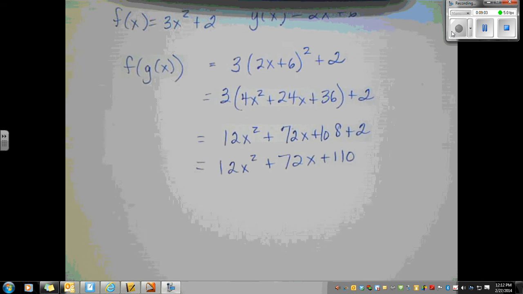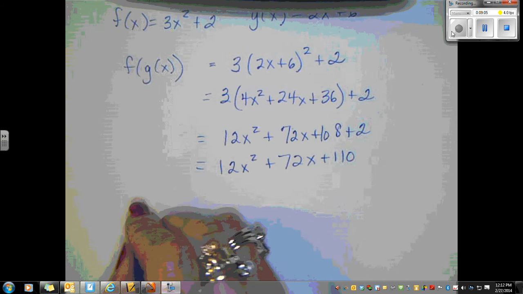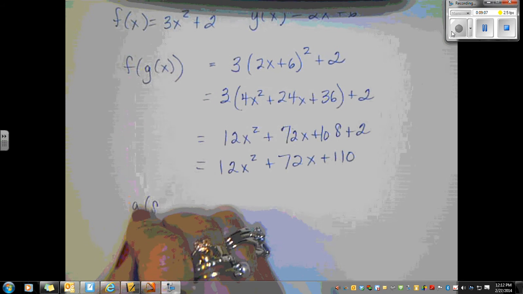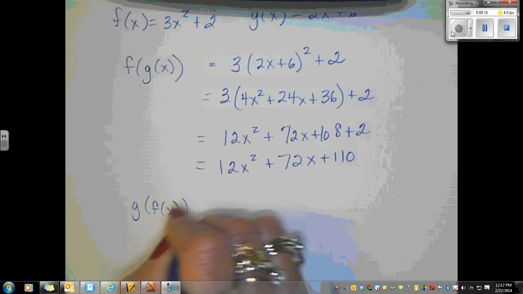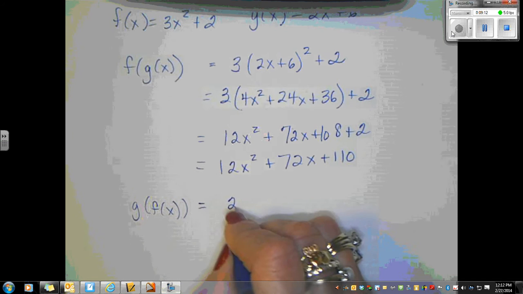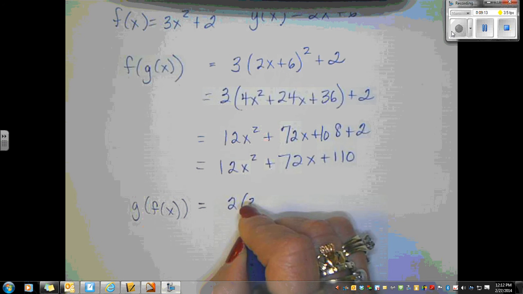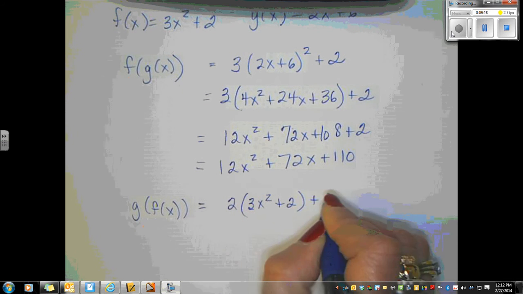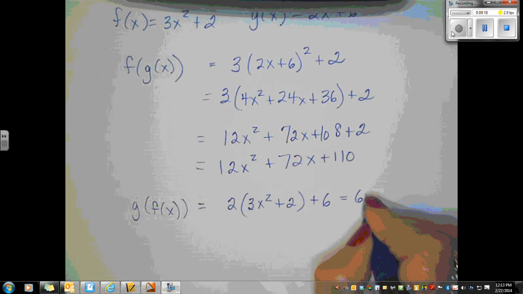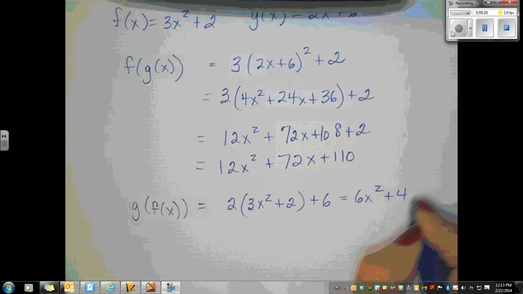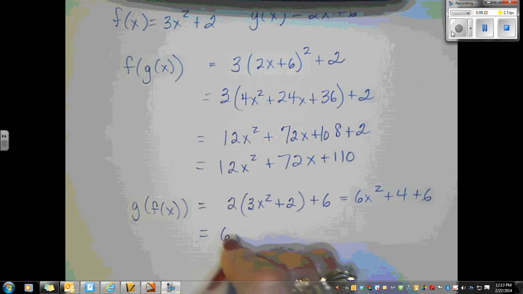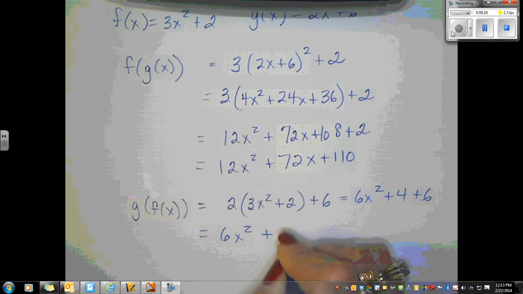Yes, no, maybe so. Okay, how about g of f of x? 2 times 3x squared plus 2 plus 6. 6x squared plus 4 plus 6 is 6x squared plus 10.